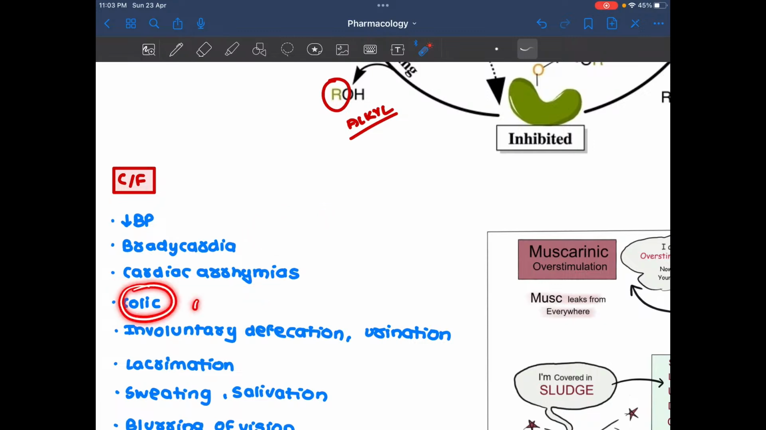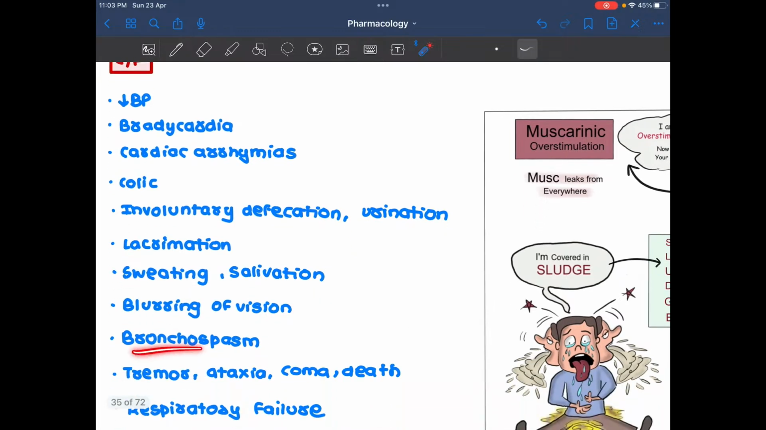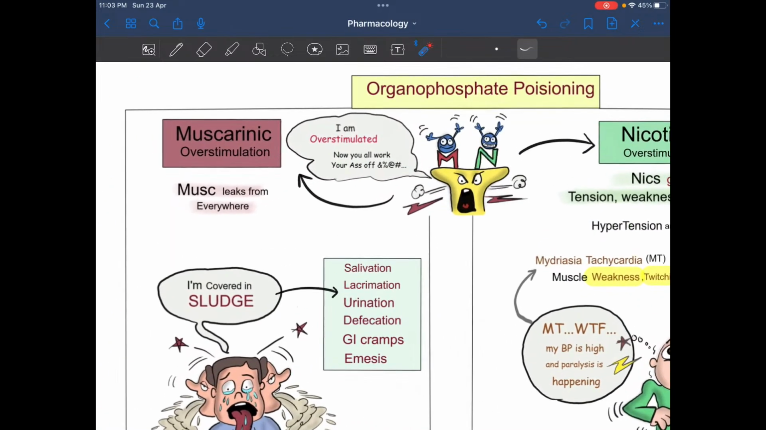They might lead to colic via M3 receptors. We talked about this. They might lead to involuntary defecation and urination again via M3 receptors. They're going to lead to increase in secretions, like increase in lacrimation, sweating, salivation. We've talked about this. Why they're going to lead to blurring of vision? Due to the miosis or due to strong accommodation का spasm. They might lead to bronchospasm again via M3. And अगर इनके CNS actions हैं, ठीक है, so they might lead to tremor, ataxia, coma, and death. And the patient might ultimately have respiratory failure, because this is what is happening. All right. So you can remember it as a mnemonic as well. So the mnemonic that we have, muscarinic actions के लिए the mnemonic is SLUDGE.